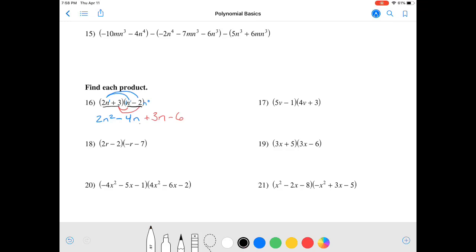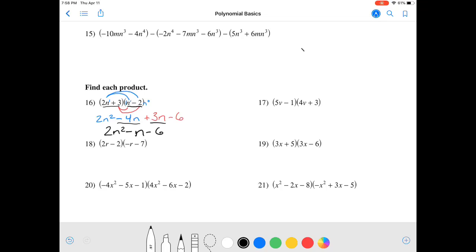Now we have to combine our like terms to put this into standard form. Negative 4n and 3n are like terms because they both have that n to the first power. Negative 4 plus 3 is negative 1. The 2n squared doesn't have a like term, so we leave it alone. And the negative 6 doesn't have a like term, so we leave that alone. So our answer ends up being 2n squared minus n minus 6.